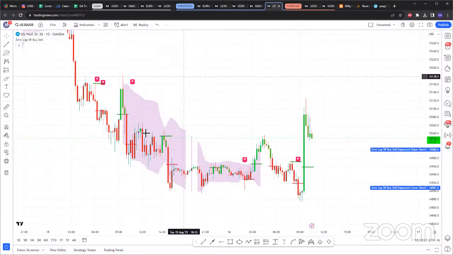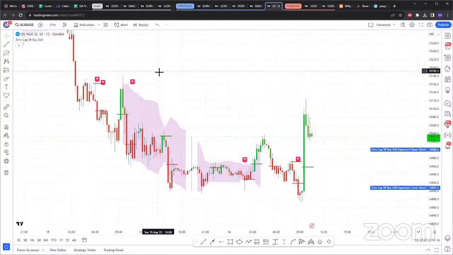But anyway, the issue with this is the SAR and these lines you guys are seeing here, the logic is dependent on each other.